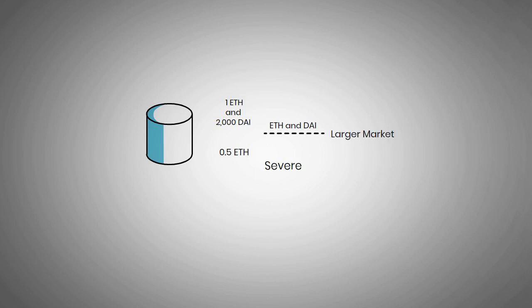Suppose a pool that started with 1 ETH and 2,000 DAI. If you wanted to buy 0.5 ETH, the trade would throw the price of ETH and DAI wildly out with the larger market. It would be so severe that it's unlikely that anyone would ever make such a large trade.